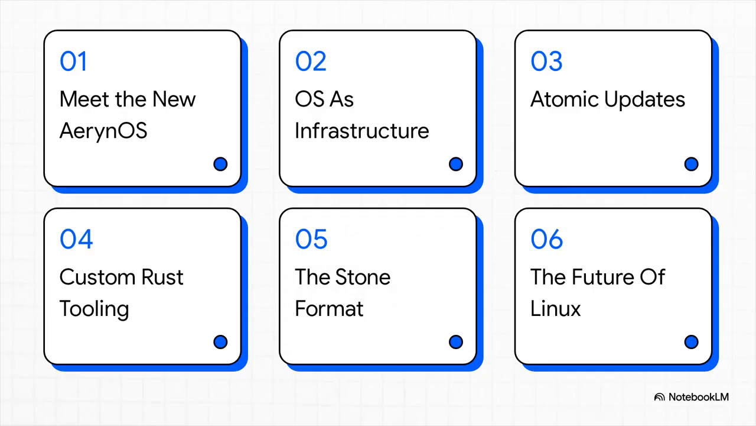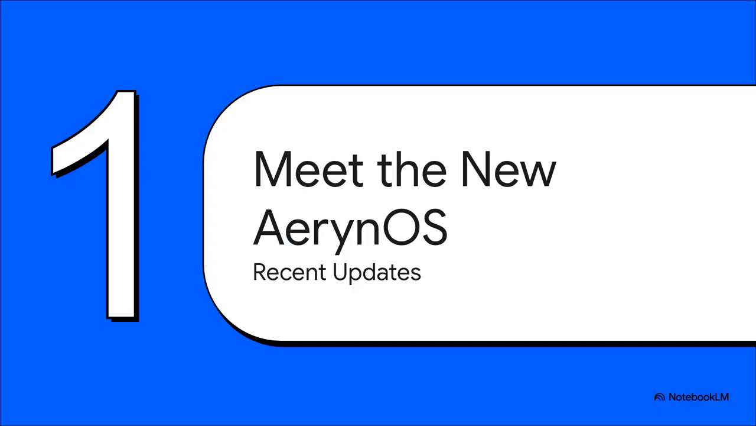Okay, let's dive right into our roadmap for today. We'll start by meeting the new AerynOS, and then explore this concept of the OS as infrastructure. After that, we'll get an understanding of atomic updates, check out their custom Rust tooling, take a peek inside the Stone format, and finally, wrap up with the future of Linux. All right, moving right along.